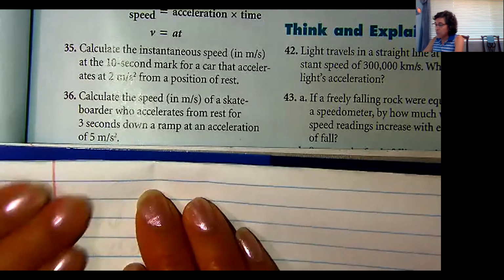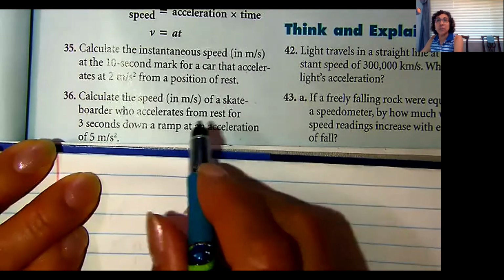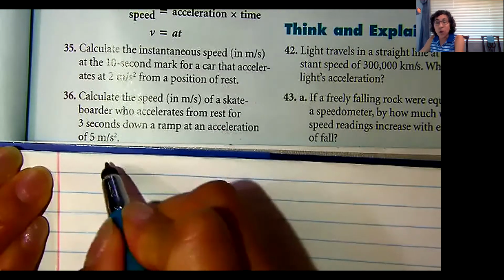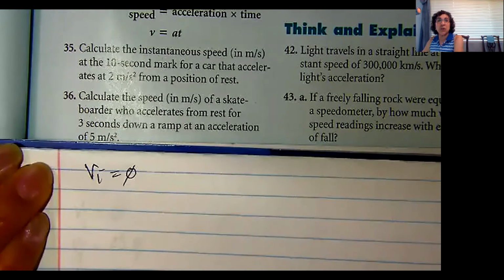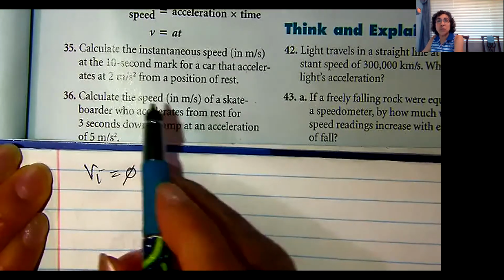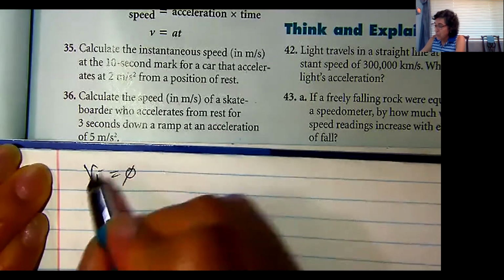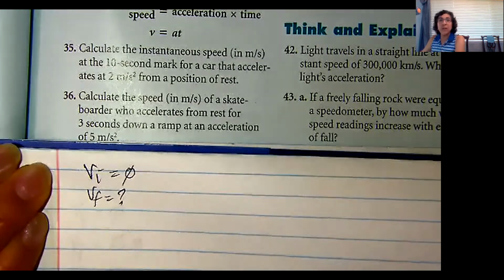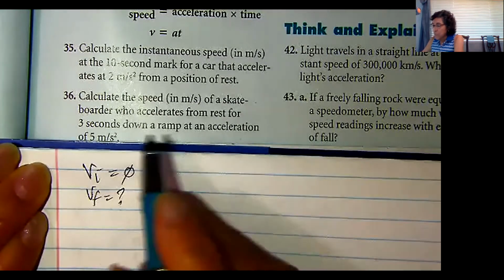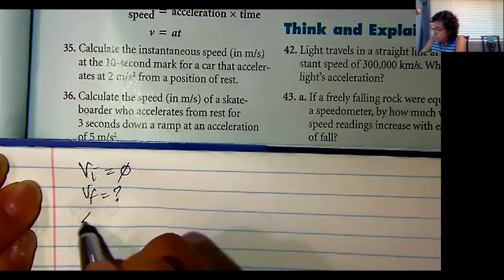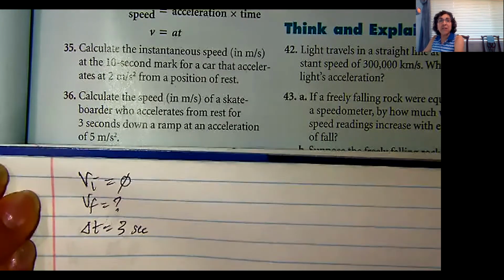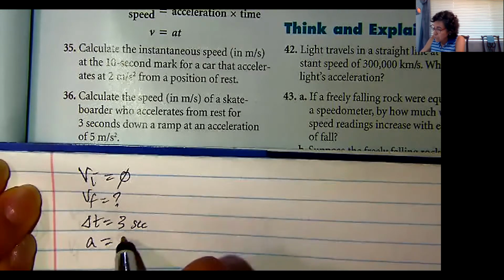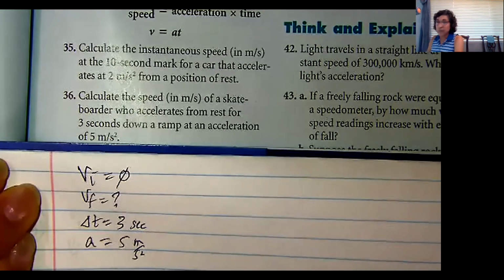So let me see what I got from here. Something's from rest. Okay, something started from rest. I know that when it's at rest, it's not moving, so we'll say V initial is 0. And they want to know what the speed is. They gave us the initial, they want to know what the final velocity is. And they say 3 seconds, so I know the time, the delta t, is 3 seconds. And they give you the acceleration, which is 5 meters per second squared.